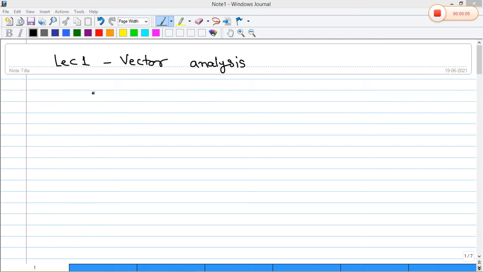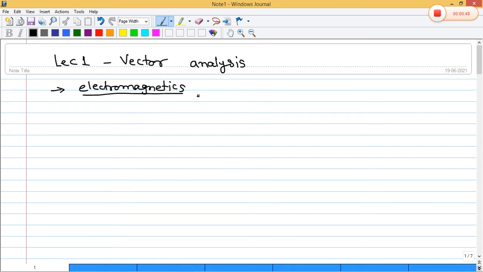Now lecture 1, vector analysis. First of all, we have to know what electromagnetics is. So what is electromagnetics? It is a branch of physics or electrical engineering in which electric and magnetic phenomena are studied.